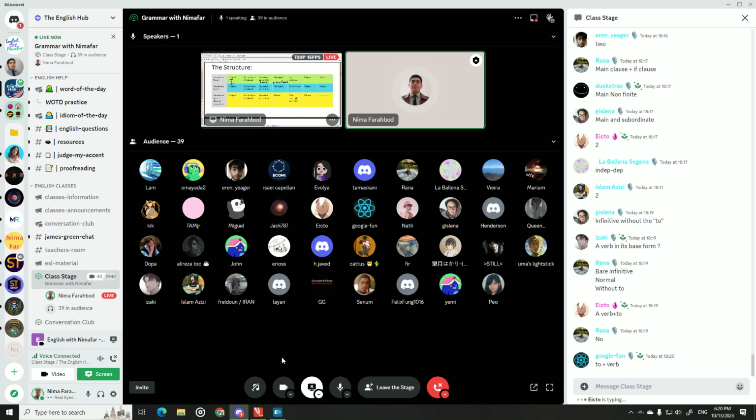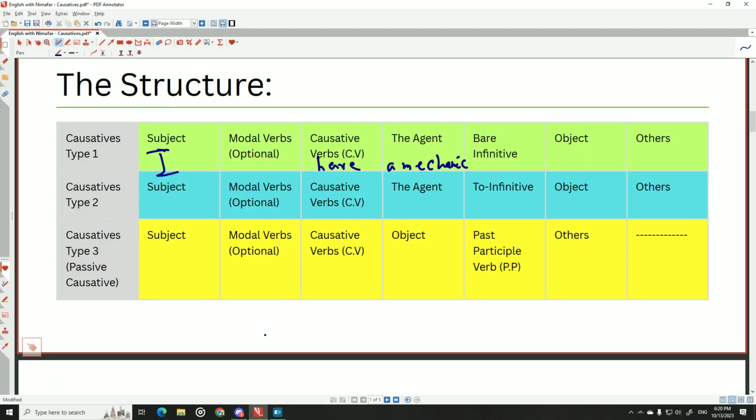For example, play, study, go, fix, repair, cut. These are bare infinitives. We don't say to cut, we don't say to play. We say play, cut, learn, and so on. So here I have a mechanic fix. Object, for example, my car. This is the rest. For example, tomorrow I will have a mechanic fix my car tomorrow. I had a mechanic fix my car yesterday. These are others. So this is type 1.